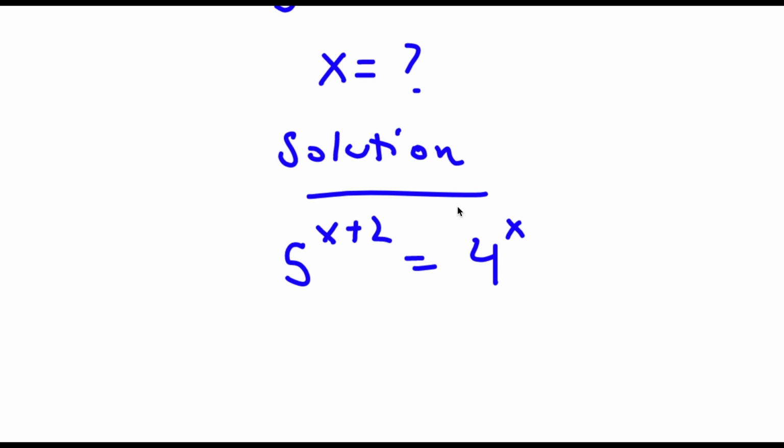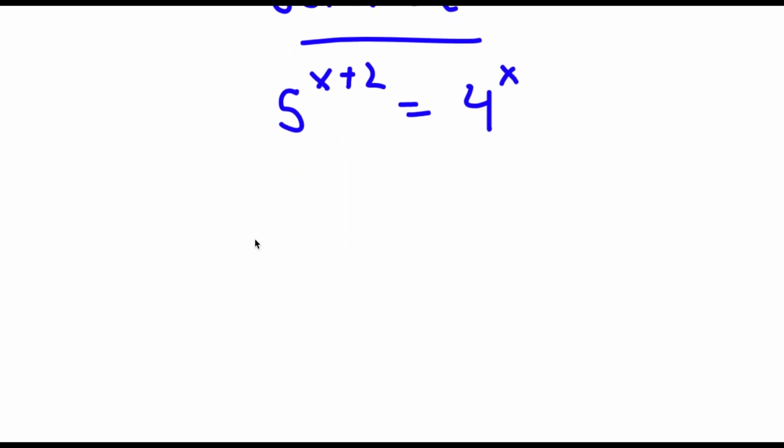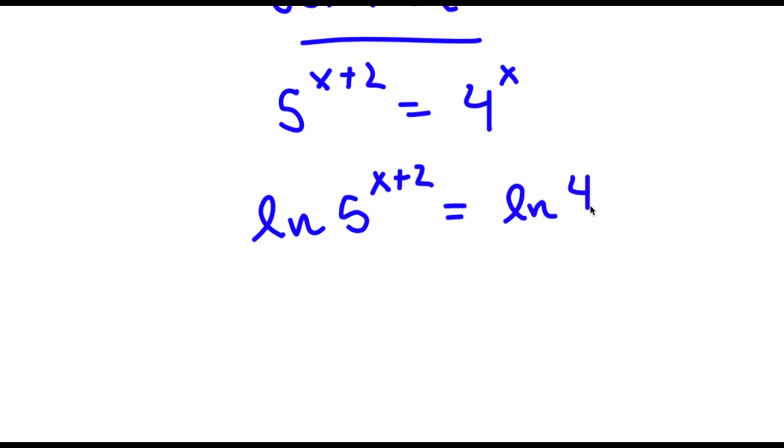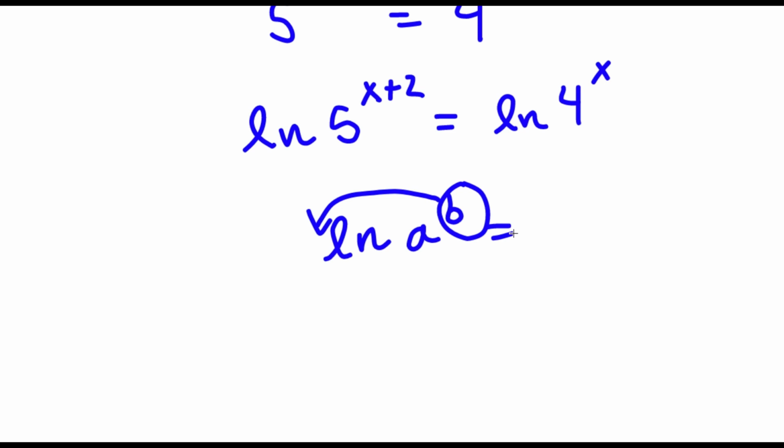Now, I'm going to take the natural log, or also ln, on both sides. So now I have ln 5 to the power of x plus 2 is equal to ln 4 to the power of x. Now, an important property of logarithms is that if I have something in the form ln a to the power of b, I can actually move this exponent b to the front of the logarithm. So this is going to equal b times ln a.